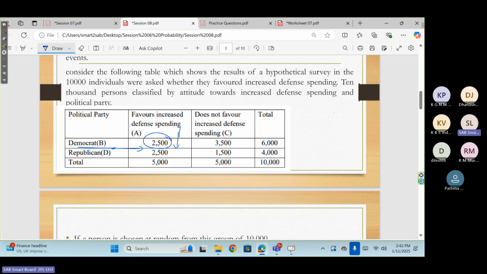It's their political party and their attitude both. Then the other way we can say: a randomly selected person is a Republican and he or she does not favor increased defense spending. Their political party is Republican, and they do not favor increased defense spending. Then how many? 1,500 individuals are there.